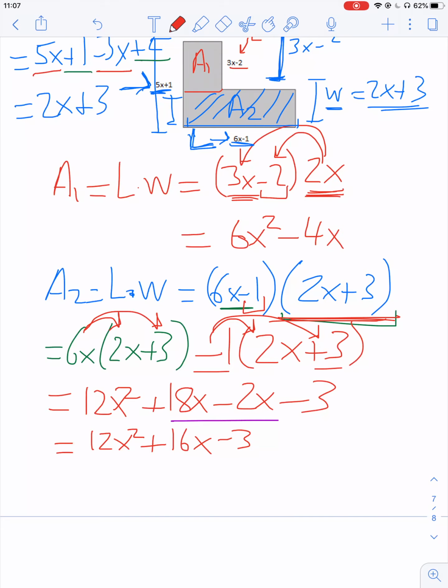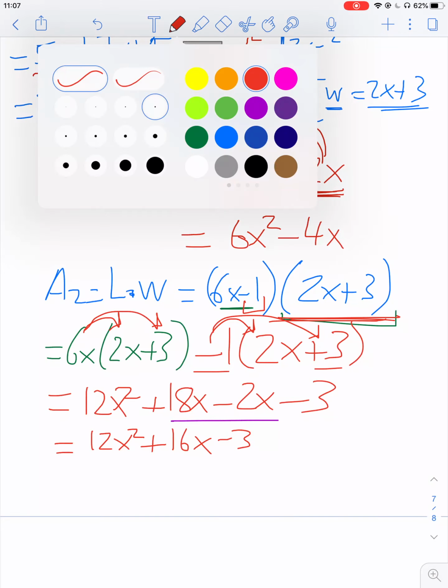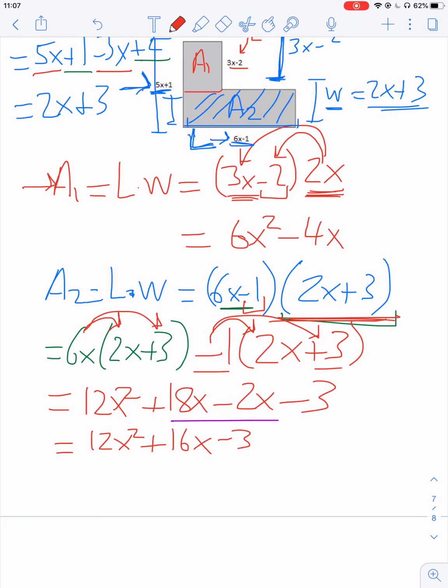And finally, we haven't finished, guys, because what we have over here is we know what A1 is equal to, and now we also know what A2 is equal to. But remember, what we're looking for is the total area, right? So the total area, that was given to you in green. So AT is just equal to A1, which is this guy over here, plus A2.